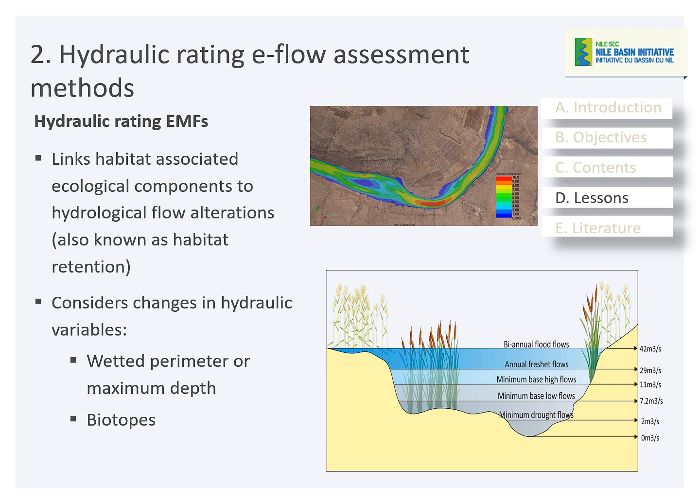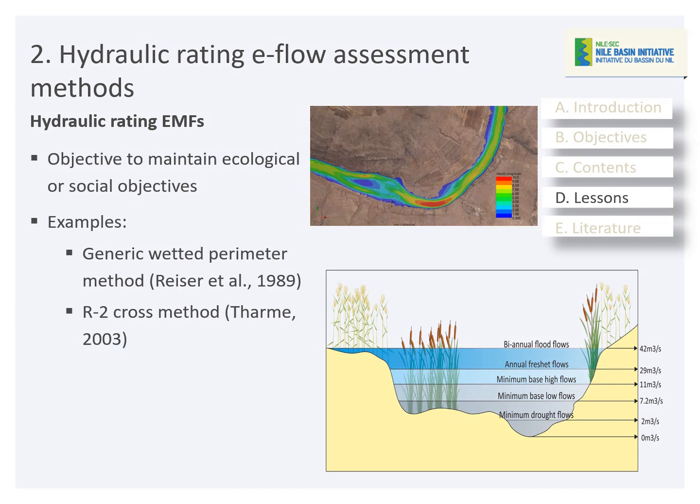It links habitats and associated ecological components to the flows. It also considers change in hydraulic variables, including wetted perimeter or maximum depths, biotopes, for example, velocity depth profiles. And that's an important improvement, or increasing complexity, from the hydrological methods, because now you have information on the habitat characteristics that are provided as a result of that flow variability.